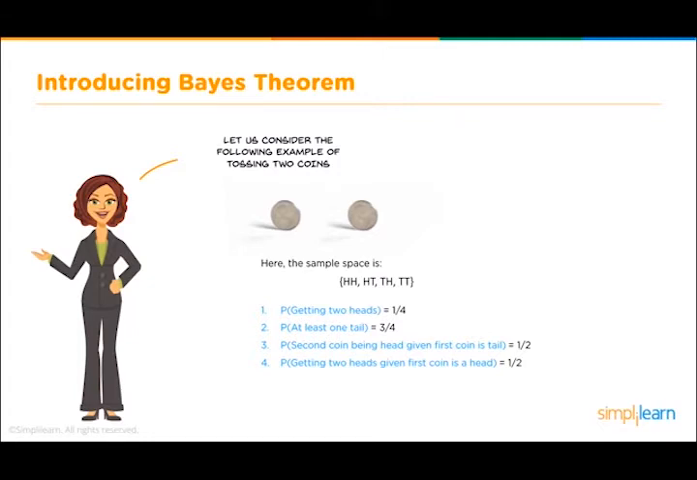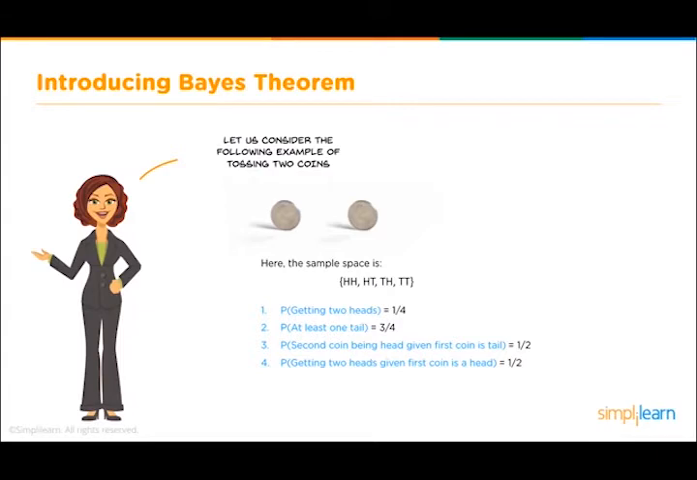And then the probability of at least one tail occurs 3/4 of the time. You'll see on 3 of the coin tosses we have tails in them, and out of 4 that's 3/4. And then the probability of the second coin being head given the first coin is tail is 1/2, and the probability of getting two heads given the first coin is a head is 1/2. We'll demonstrate that in just a minute and show you how that math works.